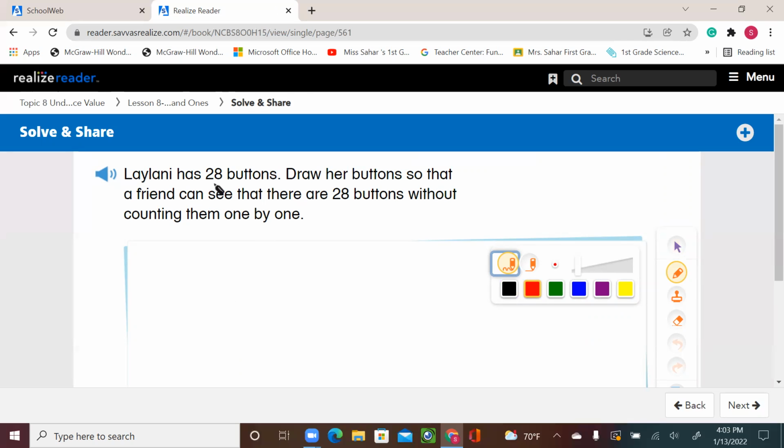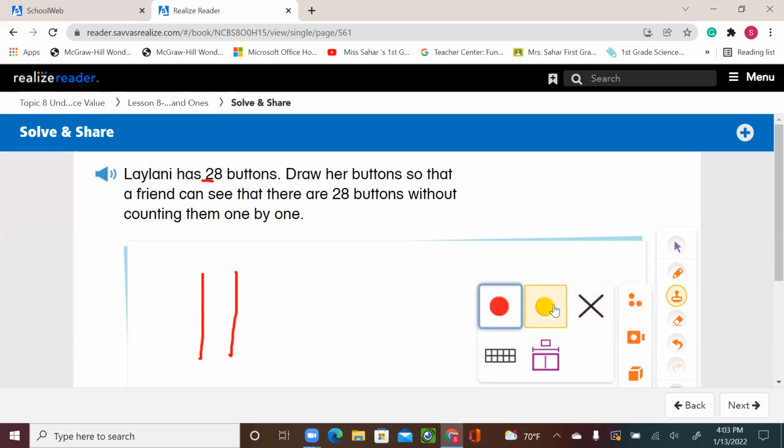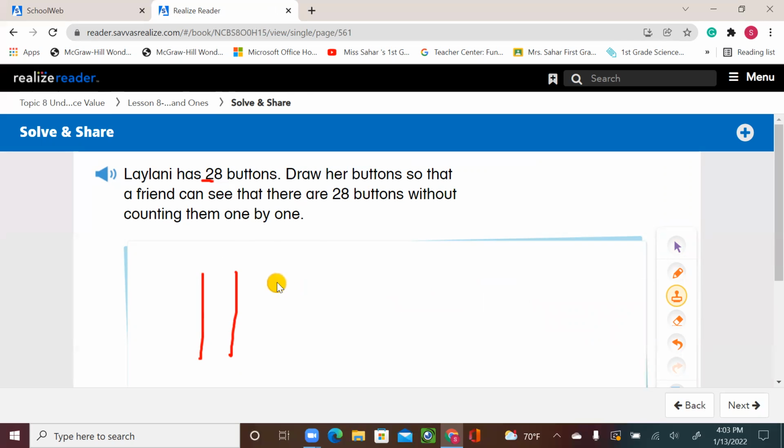Look at my number first, 28. I know this is my tens. So I'm going to draw 1 ten, 2 tens. So now I have 2 tens, 20. What's next? The ones. All right. Let's see. I can put the ones. 1, 2, 3, 4, 5, 6, 7, 8. So 2 tens and 8 ones. That makes 28.